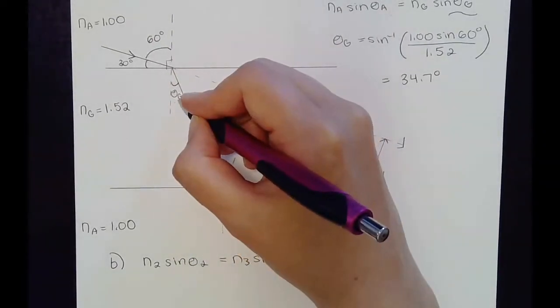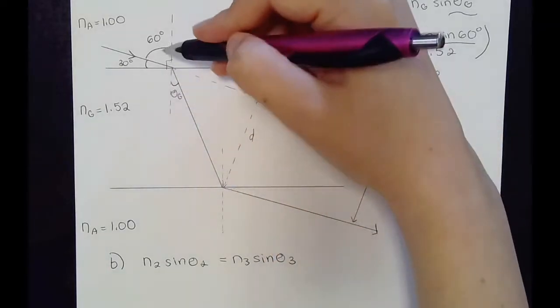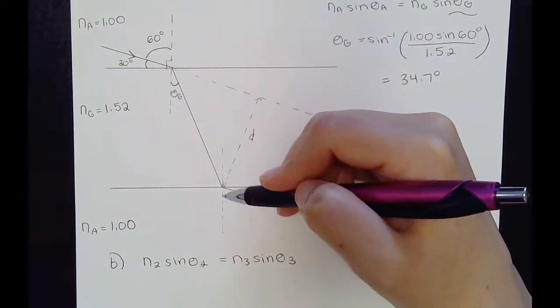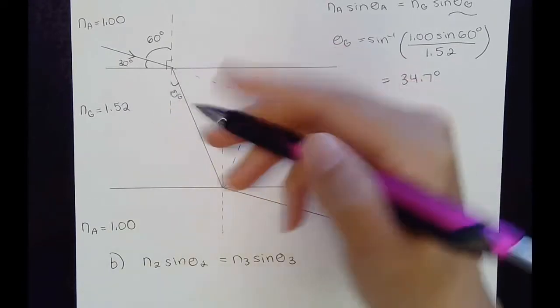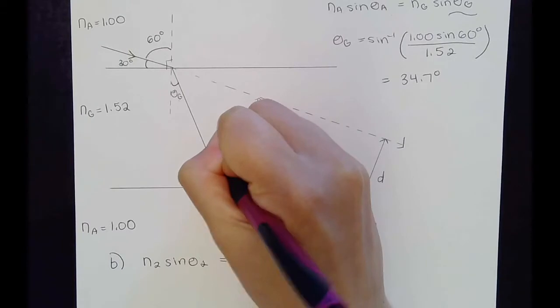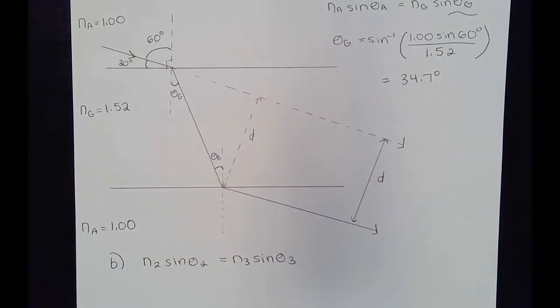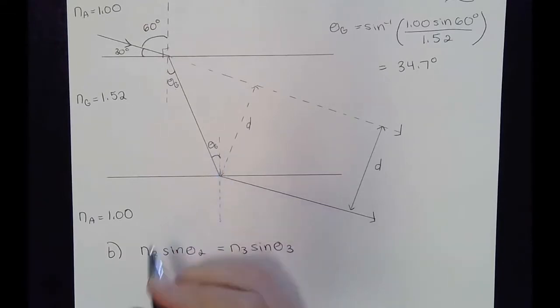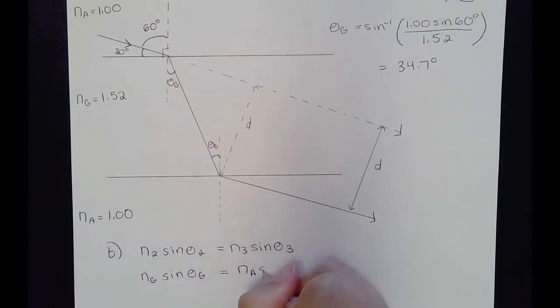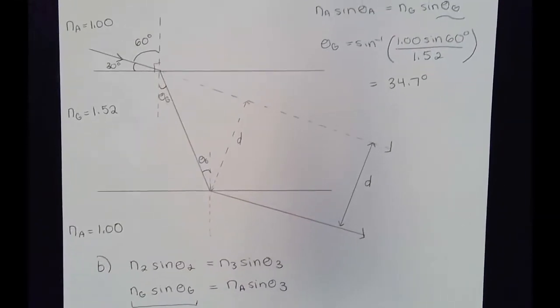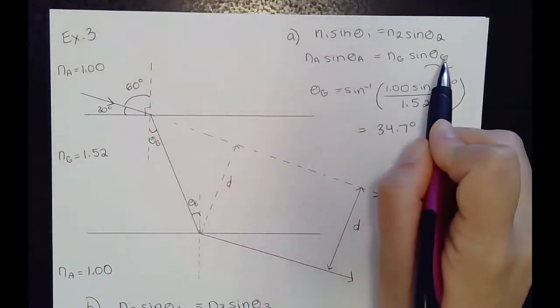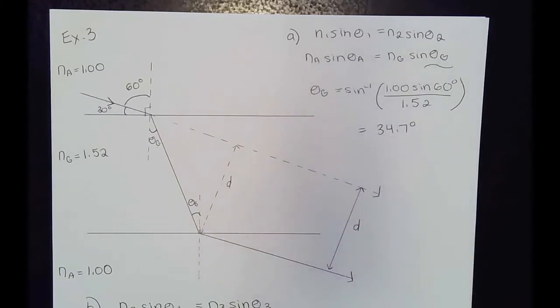Notice this is theta g. These are two parallel lines, and we have one line crossing those parallel lines, or you can see this Z shape here. So this is also theta glass. Those angles will be equal, so that will be our initial angle. So we'll have n glass, now that's n2, sine theta glass equals n3, which is back to air, sine theta 3. Notice that this is the same as we had originally up here, n glass sine theta glass, and we still have the index here of n air.